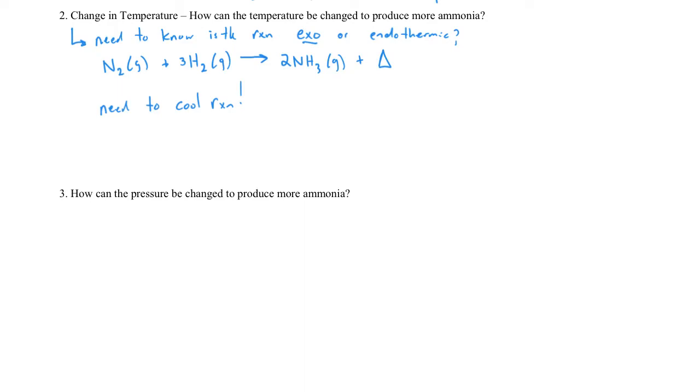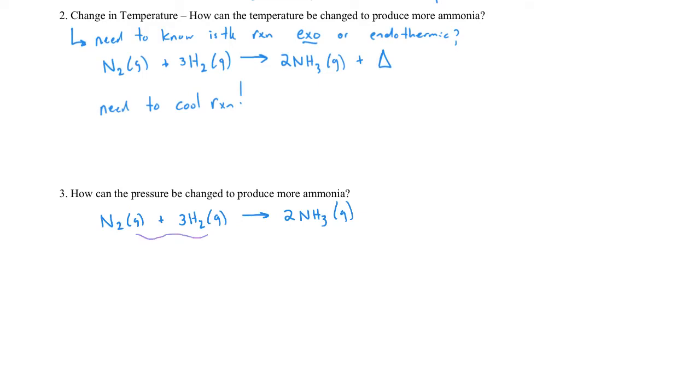Now, let's look at the last type of stress that we can use. What about pressure? How can we change the pressure to favor the formation of ammonia? To determine the effect of a pressure change on a system of gases in terms of its equilibrium distribution, we need to consider the number of moles of gas on the product side and on the reactant side. Now, we understand that a higher pressure will correlate naturally with the side with more moles of gas. More moles of gas means higher pressure.